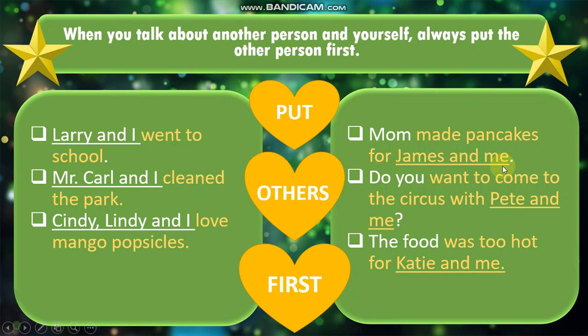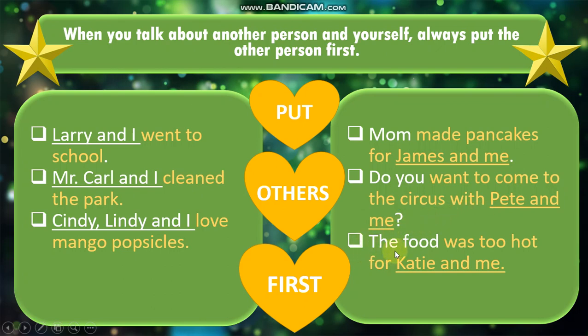So James and me. Do you want to come to the circus with Pete and me? Alright, where's the subject? The sentence talks about who? It talks about you. So you is the subject. What about the subject? Do you want to come to the circus with Pete and me? How did I place Pete? Before me or after me? Before me. Pete and me. And you notice that me comes in the predicate part of the sentence.